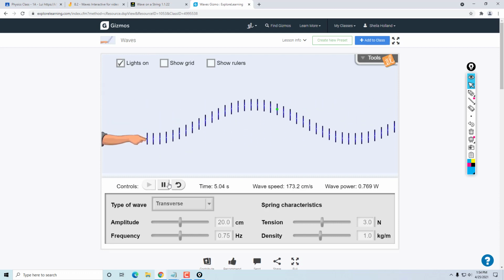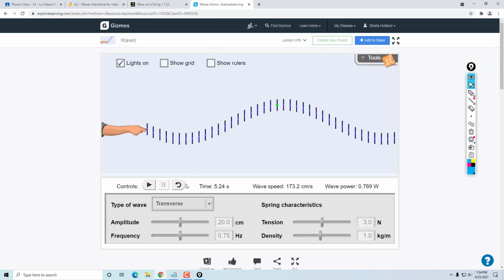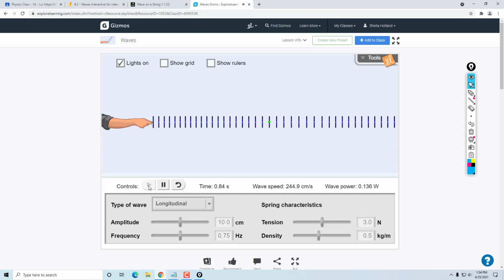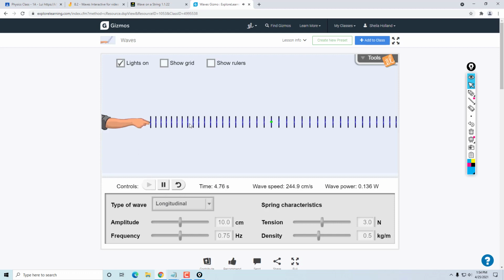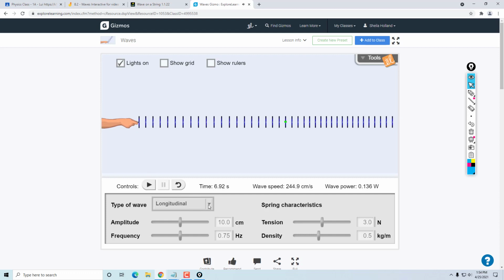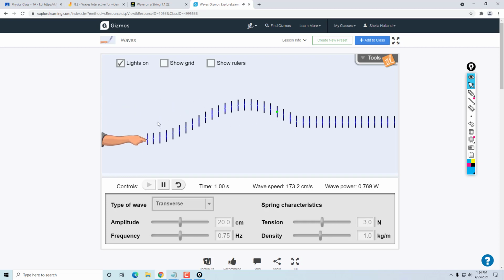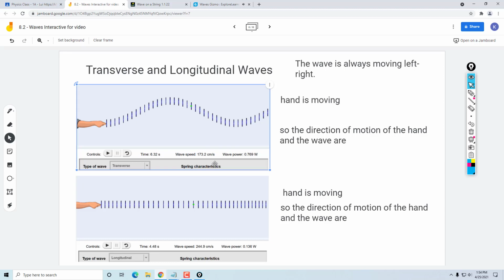Transverse. However, if we push left right like this, that would be a longitudinal wave. So longitudinal. Hand goes left right, wave goes left right. Transverse. Hand goes up down, but wave goes left right. So transverse, longitudinal.